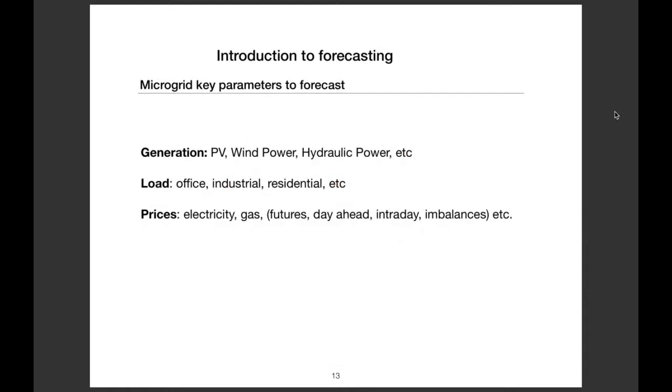So the microgrid key parameters to forecast are vast. For instance, for generation, it could be PV, wind power, hydraulic power, etc. For the consumption, it can be the load of an office, of an industrial site, residential, etc. It depends on your microgrid. And for the prices, it depends also on the microgrid, but mainly it is electricity or gas prices, and on different time scales. So for instance, future prices, day ahead, intraday, and imbalances.